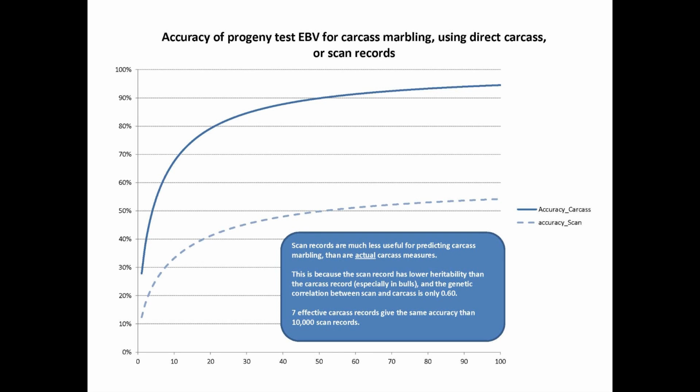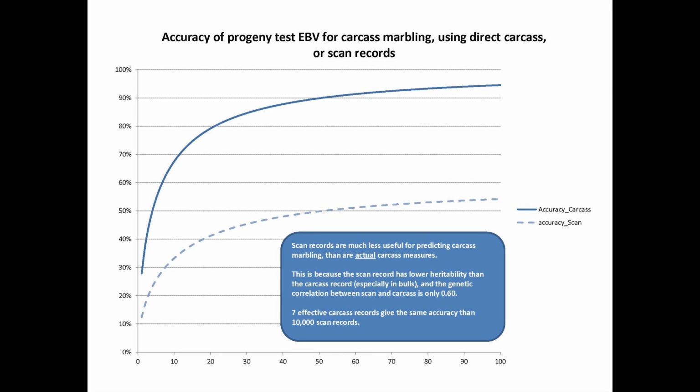The genetic correlation between scan marbling and actual carcass marbling is 0.6. This is marbling I'm talking about, but in general it applies to the other fat traits. So scan is not a perfect measure of carcass marbling genes. It's a good guide, but it's not the same as having direct carcass marbling.